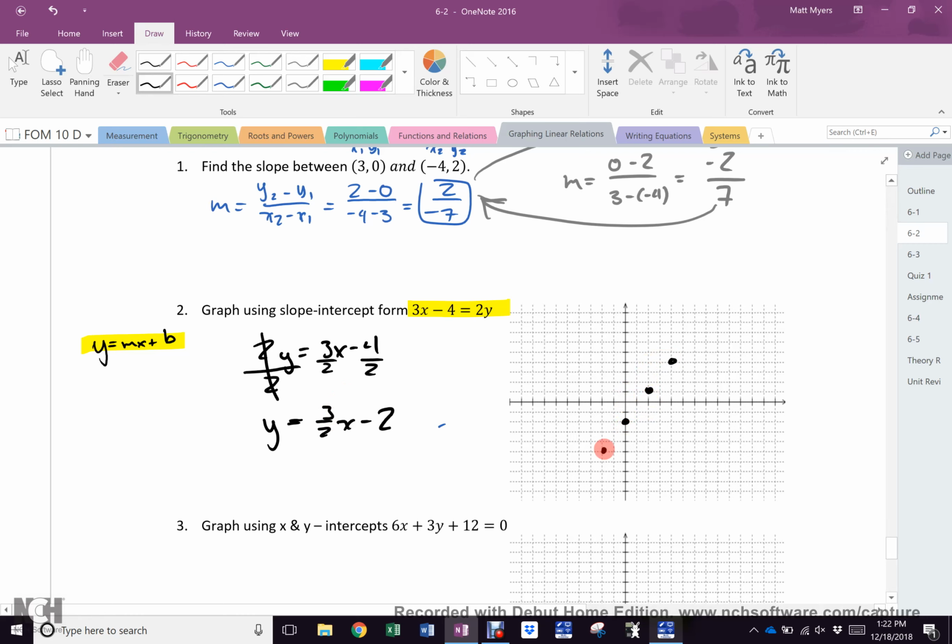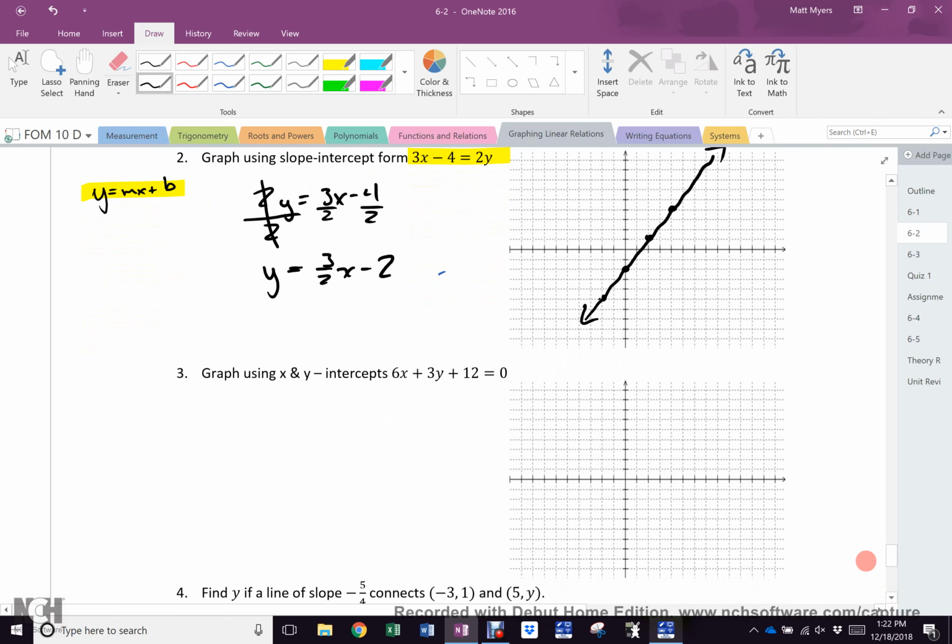Then I do the same thing, but this one. Do I care about x? No, because x is 0. So all I have to write is 3y plus 12 equals 0. 3y equals negative 12. Y equals negative 4. What letter is that? Y. What does y equal? Negative 4. So the point on the graph is 0, negative 4. And then I just put them on the graph. Negative 2, 0, 0, negative 4.